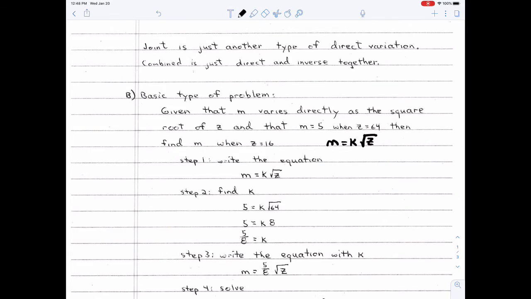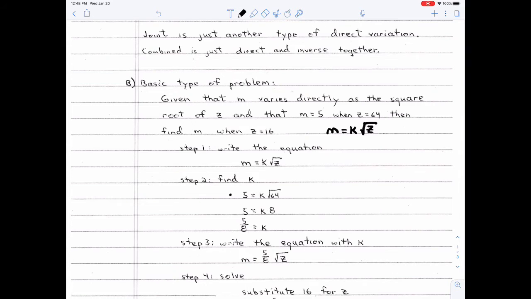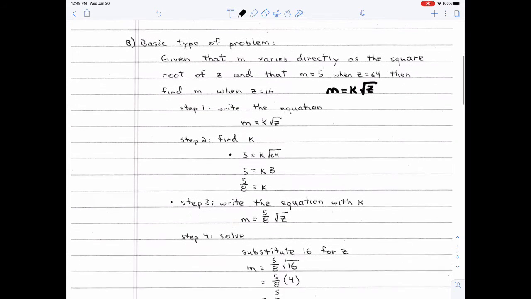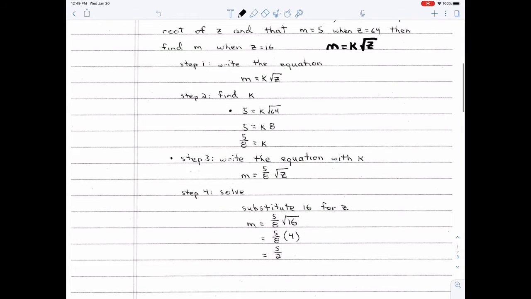And then what you're going to do is take the pair of numbers they give you, m equals 5 and z equals 64, and plug in. First of all, you have to find the constant of variation. So the constant of variation is 5/8. And then you write the equation with k, and a lot of people skip this step. That's very dangerous. I suggest you write the equation with the constant of variation substituted into it and nothing else yet, and then solve the problem. So the problem says find m when z equals 16, so I plug in 16 for z and then finish the problem. That's basically going to be it, okay?